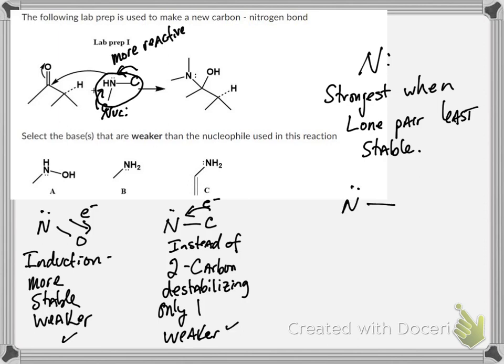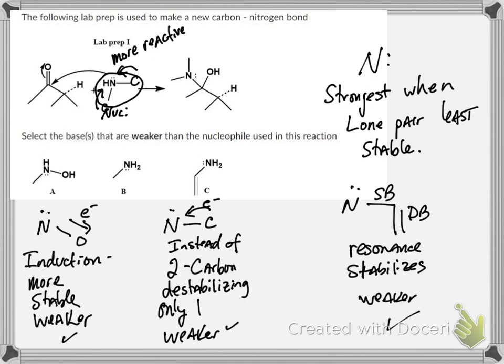Right, and then we look at C. We have a single bond, double bond connector. Resonance is present. This is a significant reduction in base behavior, and so here we have weaker. So all 3 options are ways to make the nucleophile weaker: remove a carbon, add an electronegative atom like oxygen, or add resonance. Those are all ways to weaken a base.